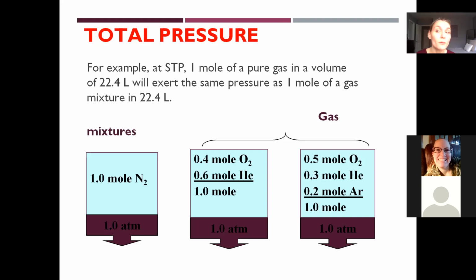If you had 0.4 moles of O2 and 0.6 moles of helium, in this combination that we see, again, it creates 1 mole and it creates this mixture at 22.4 liters. So you're looking at those total pressures and pulling them together. So we call this the standard total pressure, or STP. And so at STP, 1 mole of a gas in a volume of 22.4 liters exerts the same as your mixture. So your mixture of oxygen, your mixture of helium, your mixture of argon, all thrown into that mix.